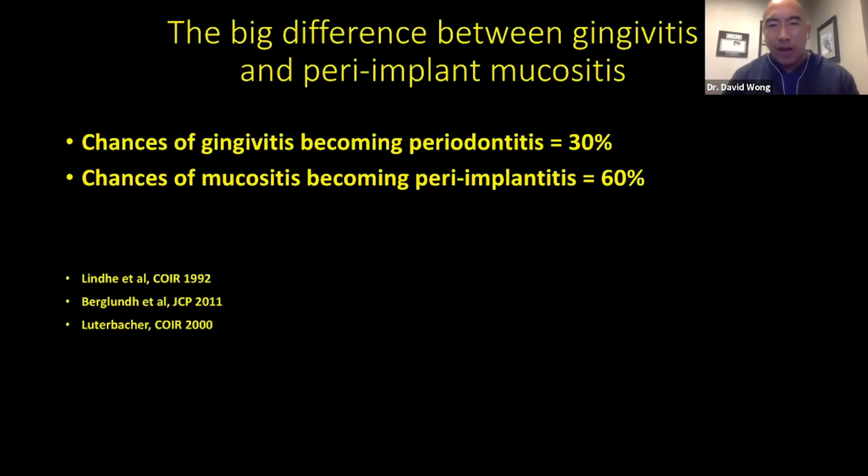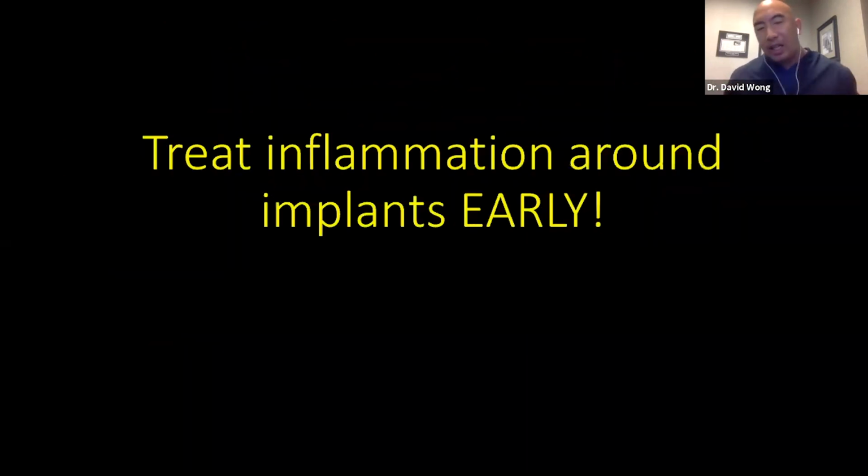The big difference between gingivitis and peri-implant mucositis, which is just gingivitis around an implant. Look at this. So the chances of gingivitis around a tooth becoming periodontitis is 30%. But the chances of mucositis around an implant becoming peri-implantitis is 60%. So you're twice as susceptible for the disease to progress around an implant than you are around a natural tooth. So the key point here is to treat inflammation around implants early. So as soon as you see something, do something, okay? Don't continue to watch things, especially if they're bleeding, if pockets keep getting deeper and you see continued bone loss around the implant.